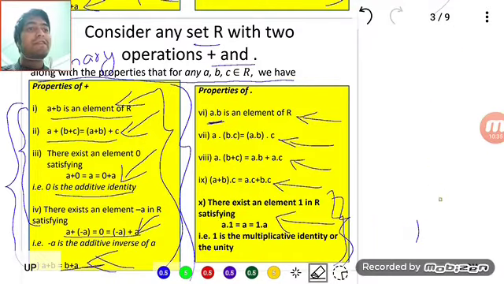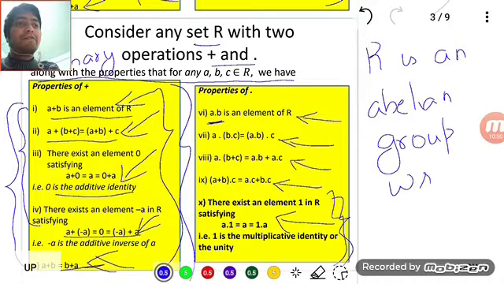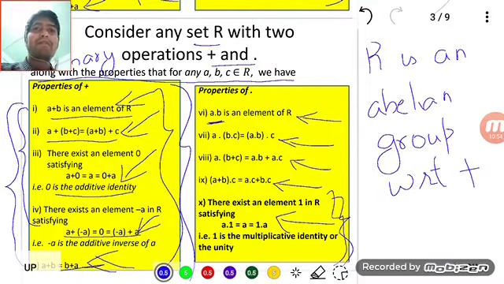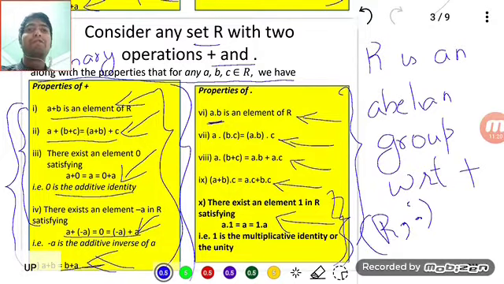So I will write it down. If you analyze, you can say R is an abelian group with respect to plus. But with respect to multiplication, it is in fact not necessarily a group. As you see, the multiplicative inverse may not exist. The additive inverse exists, but the multiplicative inverse does not exist. So you should note that down. If you take only one operation, that is R along with multiplication, it may or may not be a group. I hope that is clear.